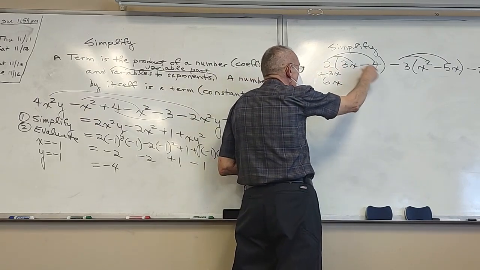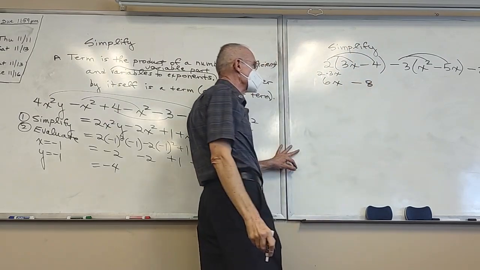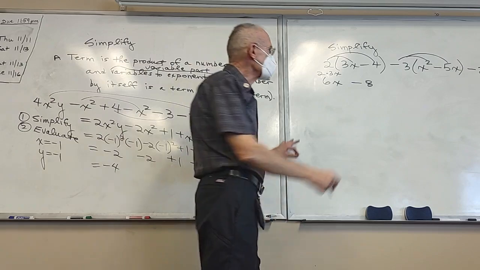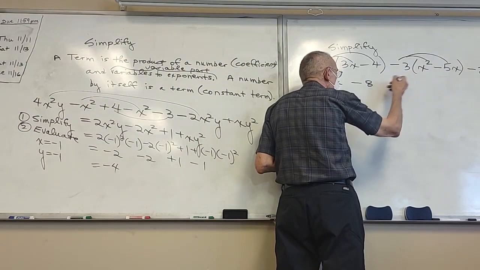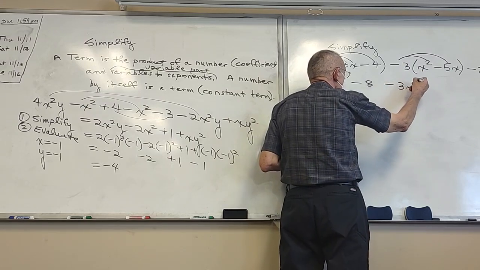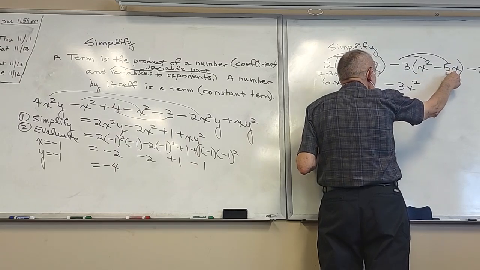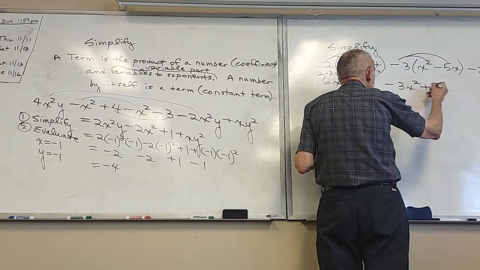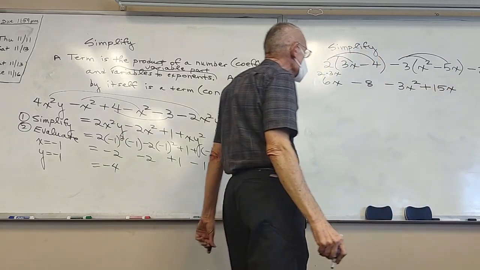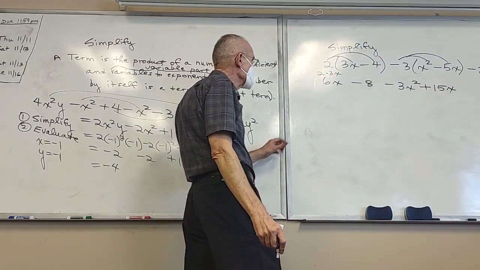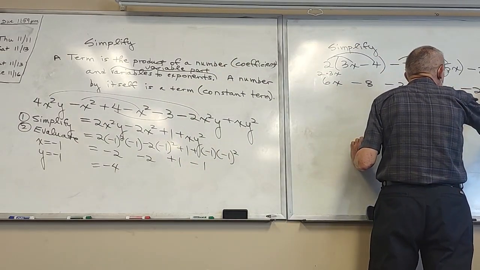Then 2 times the minus 4 is minus 8. Now, we've gotten rid of the parentheses there. Okay, we'll do the same thing over here. Negative 3 times x squared is negative 3x squared. Negative 3 times negative 5x is plus 15x. Okay, we got rid of those parentheses. And we're getting some like terms here. Minus 2x squared, minus 5x.